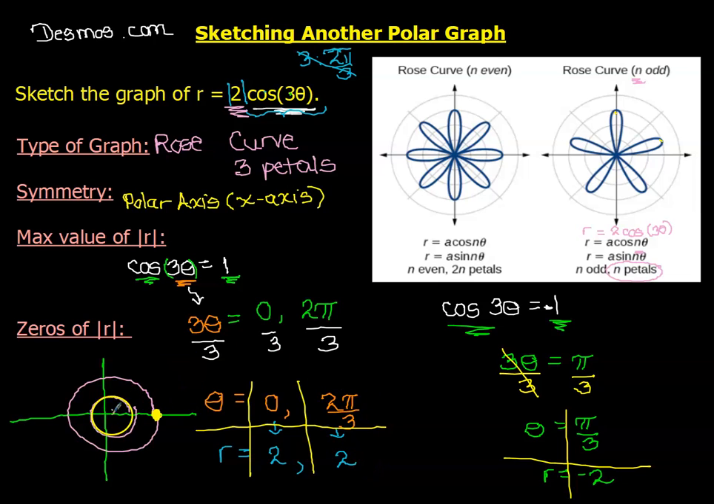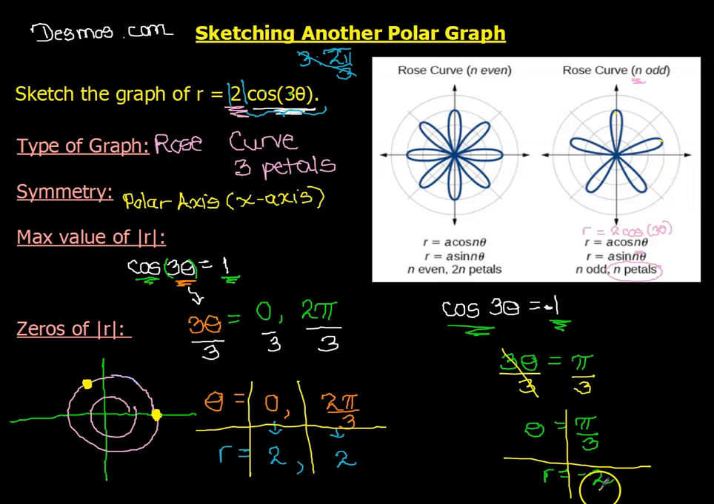So 2 pi over 3 is about up here. I'm going to put a point on the second circle. When theta is pi over 3, r is -2. So pi over 3 is, sorry about that, 2 pi over 3 is over here. All right, so when theta is 2 pi over 3, r equals 2, which is over here, in the second quadrant. And then when theta is pi over 3, r is -2.